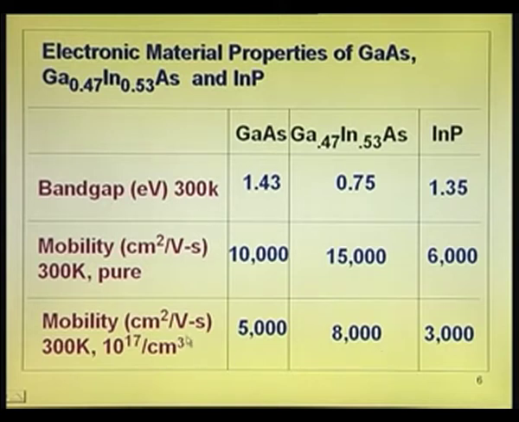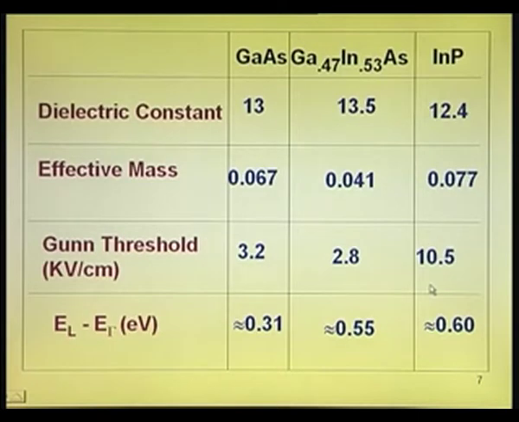This is a pure material; how much mobility you can get depends upon the purity. If you take 10 to the power 17 doping, then you can see all the mobility is rolled down. But with gallium indium arsenide, even when the doping is 10 to the power 17, you can get about 8,000. But we are not bothered about that doping, we are bothered about this undoped layer, which is the channel layer. Dielectric constant, this is important when you make this top doped layer, otherwise it is not so important.